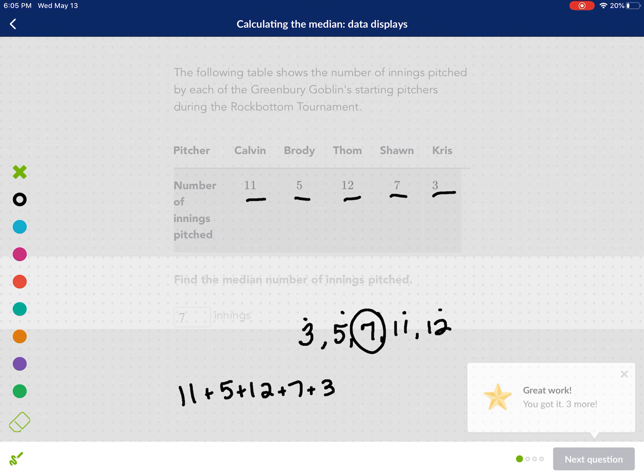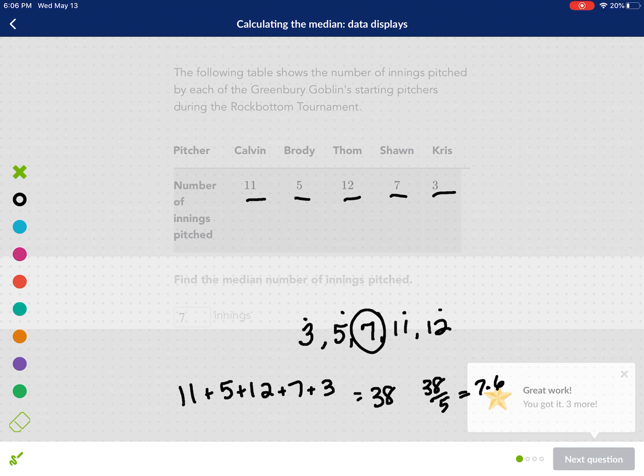All right, so 11 plus 5 is 16, plus 12 is 28, plus another 10 would be 38. Did I do that right? Yeah, I think so. All right, so 11 plus 5 plus 12 plus 7 plus 3 is 38, divided by 1, 2, 3, 4, 5 kids. Pitching would be 7. Okay, so 38 divided by 5 equals 7.6.